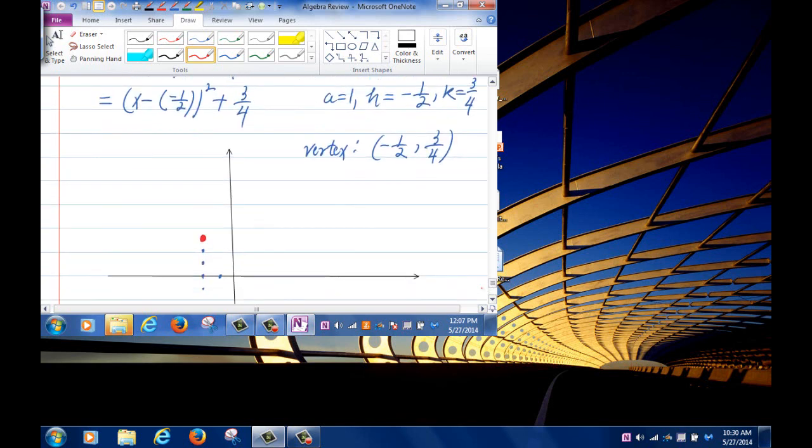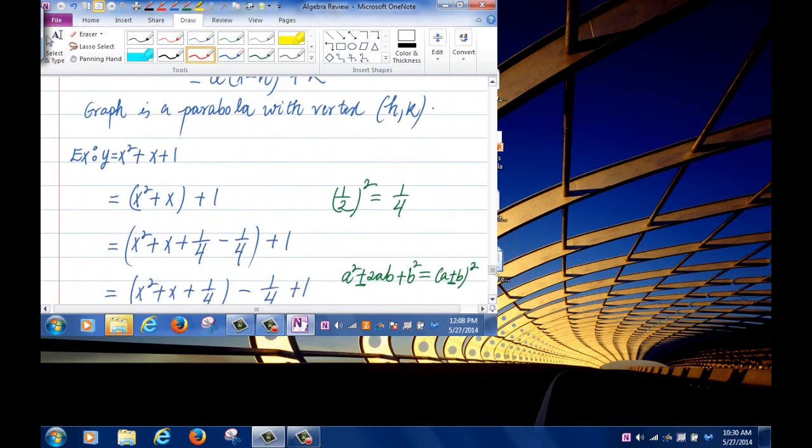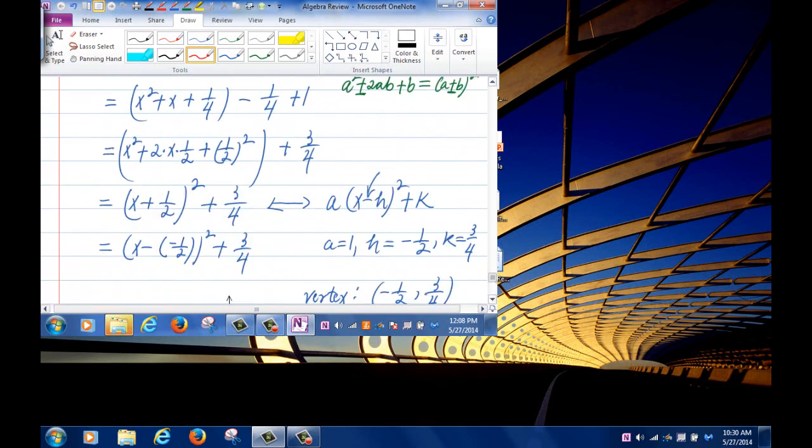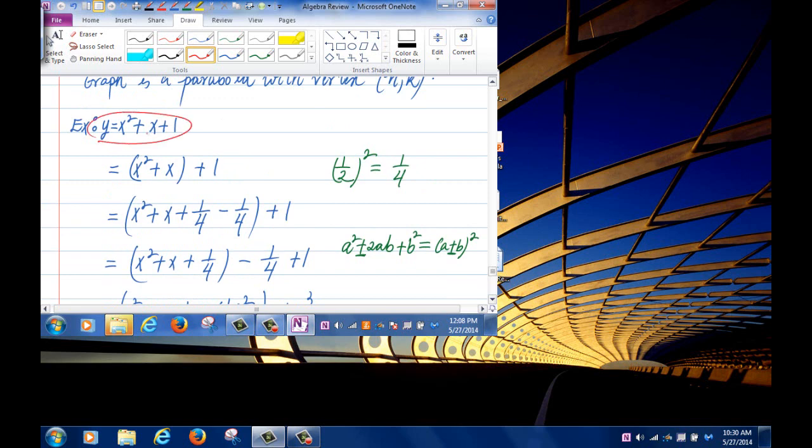But I need to know where it intersects the y-axis, because it's going to be opening upward. And where does it intersect the y-axis? How do I come up with that? Yeah, so if you plug in 0 for x and solve for y, what do you get? 1, right? So basically, how do you find the y-intercept? You plug in x to be 0 and solve for y. So if I do that, so this was my original equation here. So if I let x to be 0, then I get y to be 1. So this is the y-intercept.